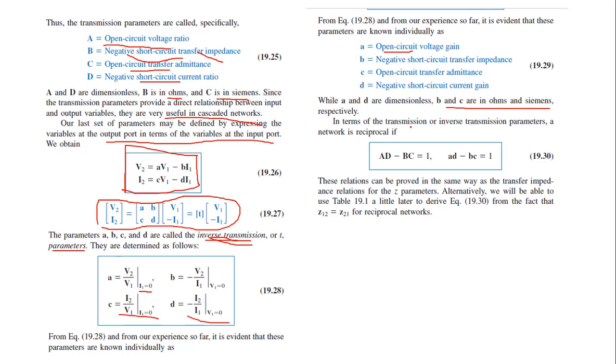So in terms of transmission or inverse transmission parameters, a network is reciprocal if it follows this condition. We will say the network is reciprocal when AD minus BC is equal to 1 in terms of transmission parameters, and again here AD minus BC is equal to 1 in terms of inverse transmission parameters. So in this video we saw transmission parameters and inverse transmission parameters.